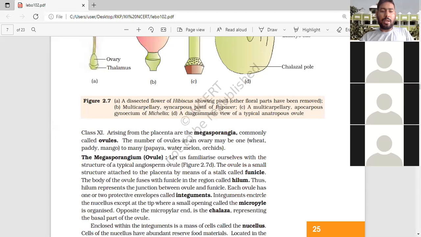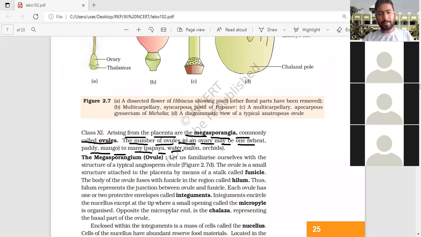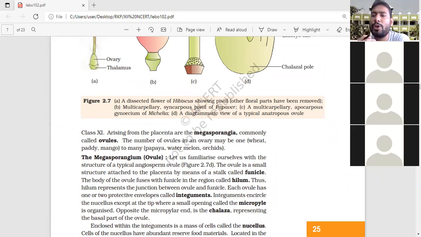Now look again at what is given. Arising from the placenta are the megasporangia, commonly called ovules. The number of ovules in an ovary may be one, many, like wheat, paddy, mango. The technical term used for the megasporangium is the ovule. This is a PYQ; they can ask it in this way too.